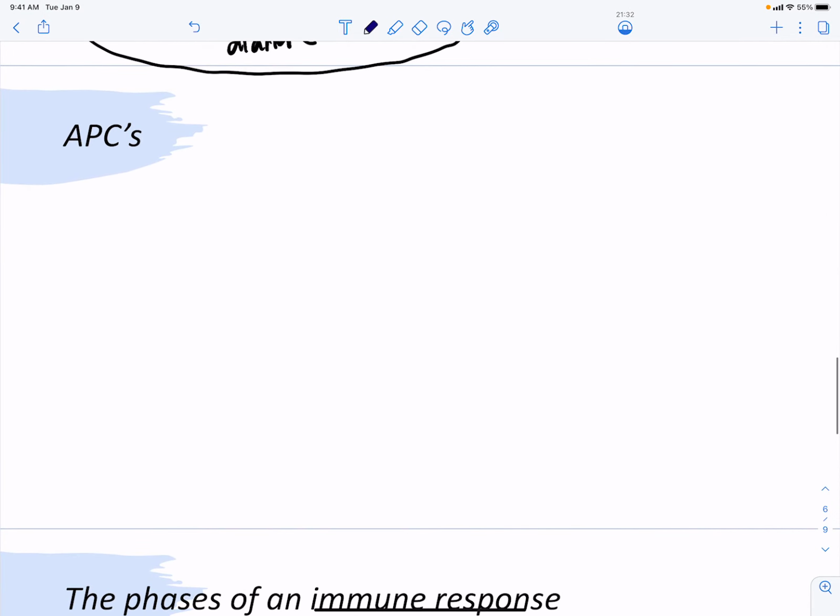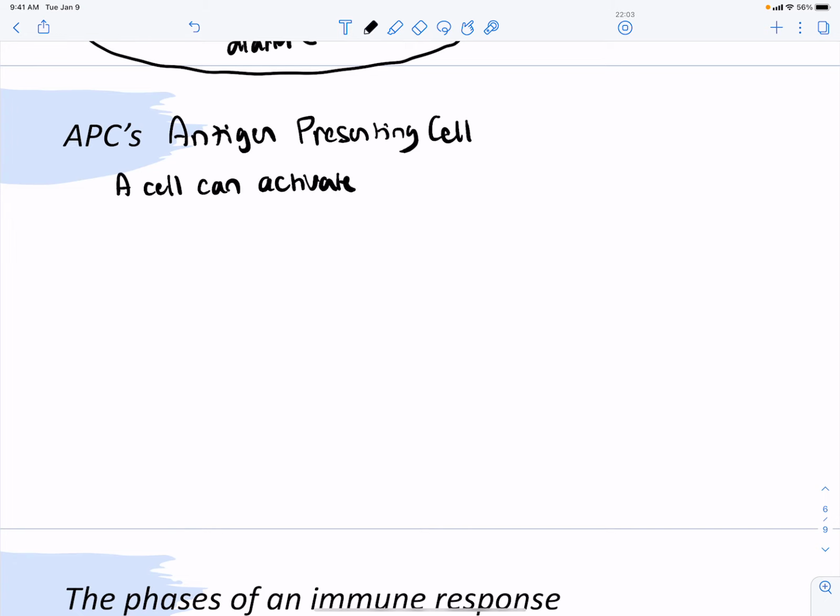Okay, so let's talk about our antigen presenting cells. Now, our antigen presenting cells are critical for our acquired immune response. Our antigen presenting cell, in essence, is a cell that can activate a CD4 T cell. Notice I don't say CD8. And so the question is, why? Why CD4? Why not CD8?